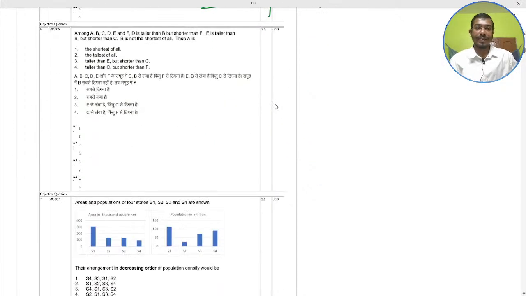Next question. Among A, B, C, D, E, F, D is taller than B but shorter than F. E is taller than B but shorter than C. B is not the shortest of all. Then A is, which option is the correct? Very interesting question.